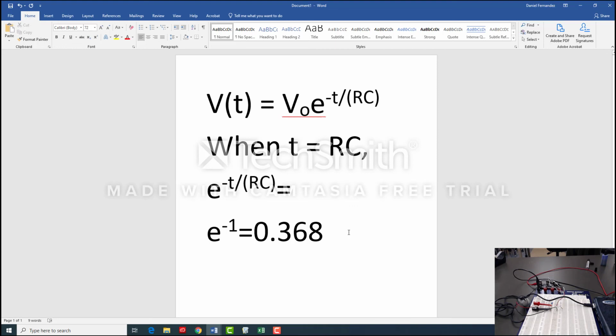In other words, when the time is equal to the number R times C, the voltage is going to be equal to about 37% of the initial voltage, or 3.7 volts. That's the significance of the RC time constant.